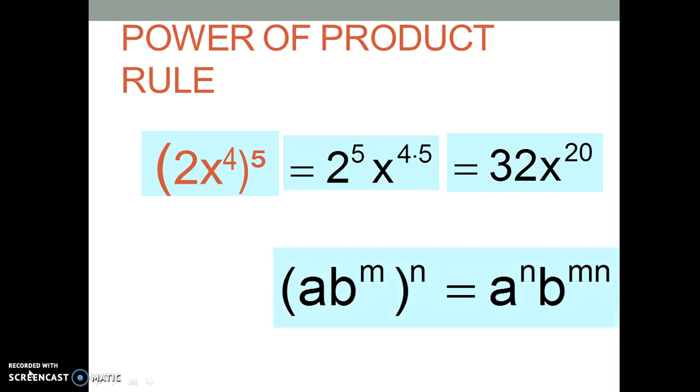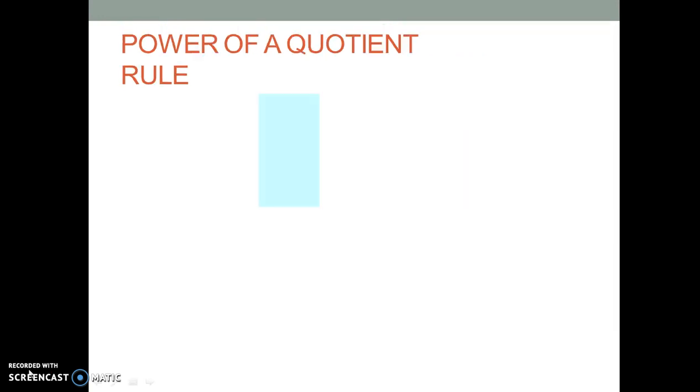And here's your rule right here. If you have a times b to the m power, all to the nth power, the n gets taken to both the a and the b. Okay? Every base inside the parentheses gets that exponent. It's like distributing.